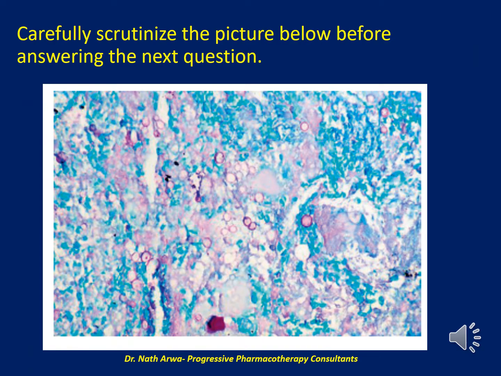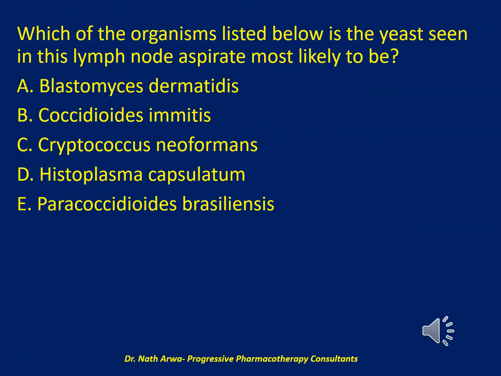Pause the video and carefully scrutinize the picture below before answering the next question. And my question to you reads, which of the organisms listed below is the yeast seen in this lymph node aspirate most likely to be? Is it A. Blastomyces dermatitidis, or B. Coccidioides immitis, or C. Cryptococcus neoformans, or D. Histoplasma capsulatum, or is it E. Paracoccidioides brasiliensis? I will give you 10 seconds to choose the correct answer to this question from the listed options.